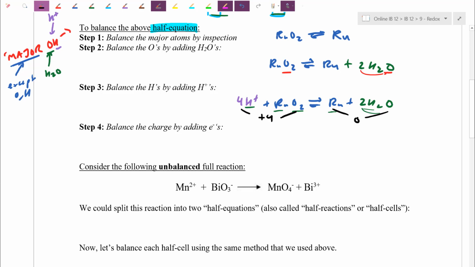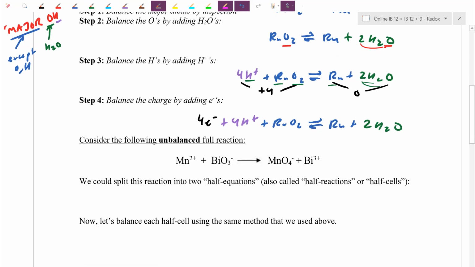You're always going to add electrons to the side that has a higher charge to bring that charge so that they equal. So what I'm going to do is add 4 electrons to the left side. 4 electrons plus 4H plus, and RuO2 becomes Ru and 2H2O. If you check that, we just checked in terms of number already, but now checking in terms of charges, I had 4 net positive charges with the 4 free electrons. It also cancels out the charge. I have 0 overall charge on both sides. Okay, this is completely balanced.